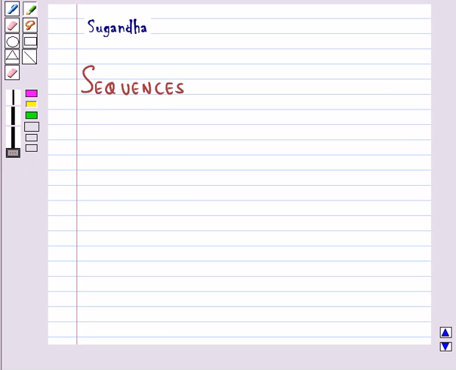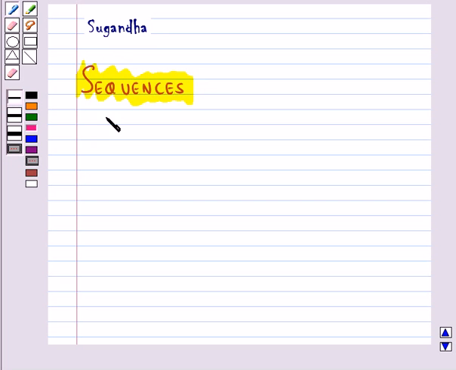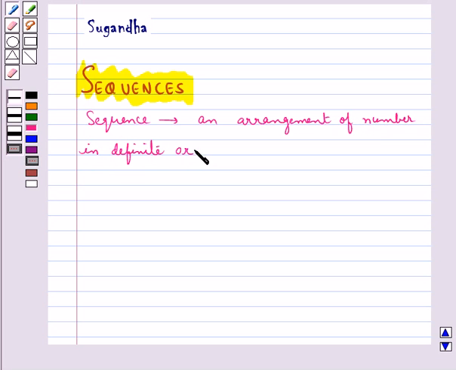Welcome to the session. In this session, first we will discuss sequences. By sequence, we mean an arrangement of numbers in definite order according to some rule.